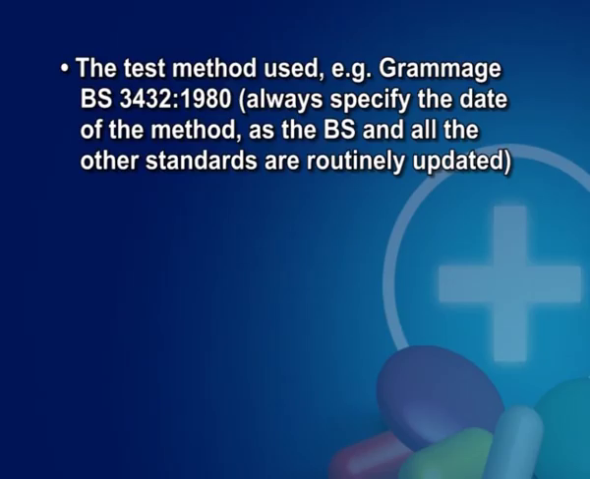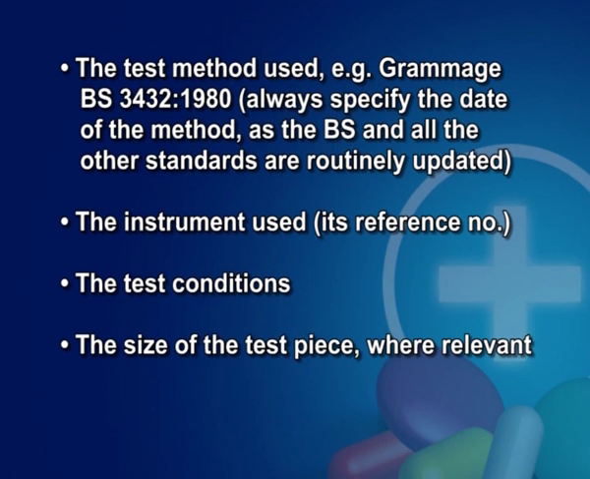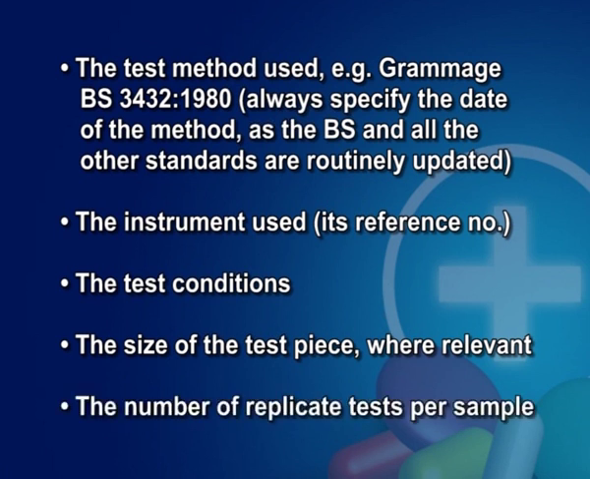The test method used, that is grammage BS 3432-1980. Always specify the date of the method as the BS and all the other standards are routinely updated. Number 2. The instrument used, its reference number. Number 3. The test conditions. Number 4. The size of the test pieces where relevant. Number 5. The number of replicate tests per sample.